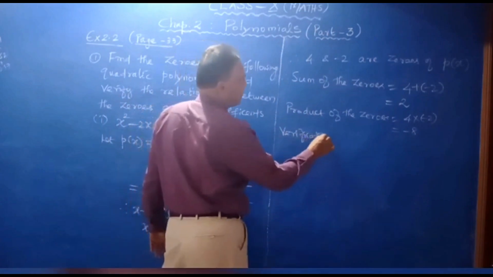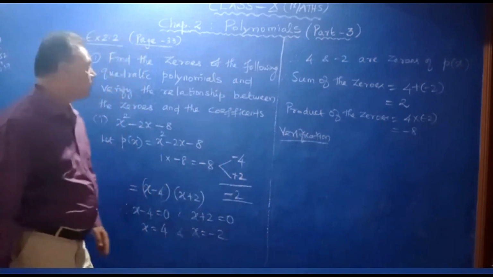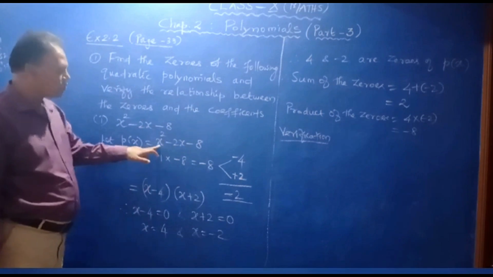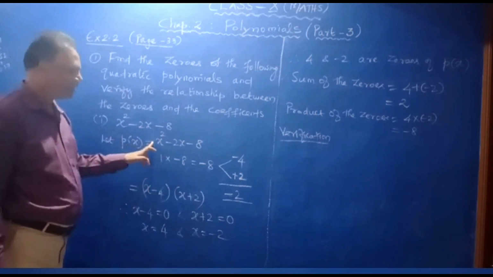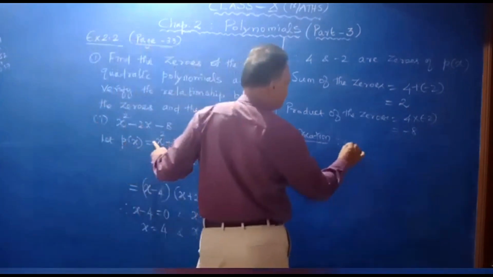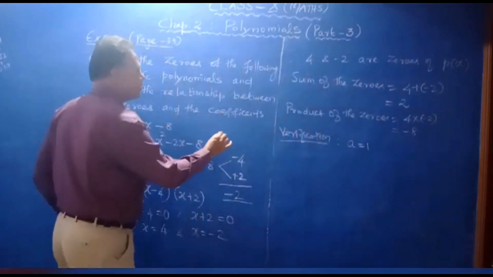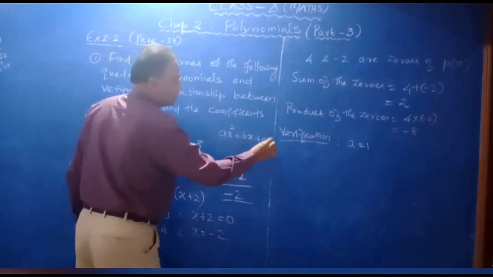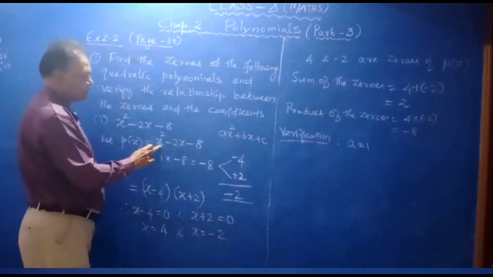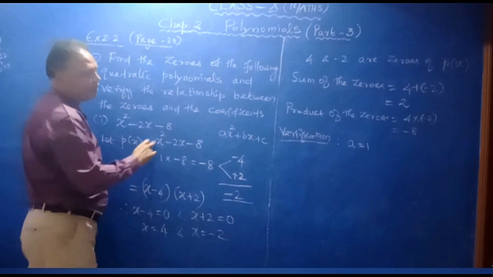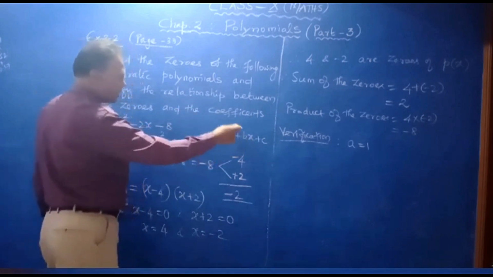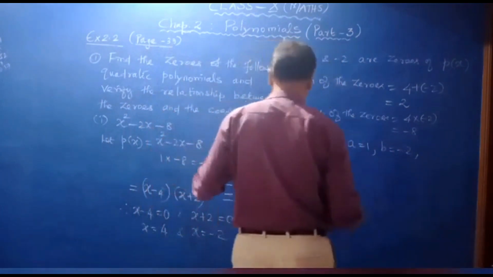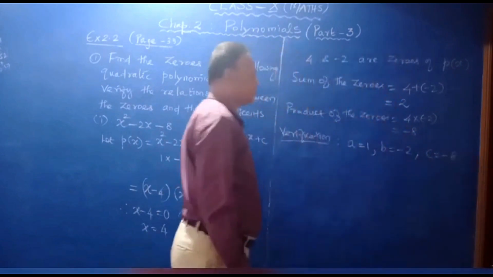Verification by using coefficients. So in this quadratic polynomial, the coefficient of x squared is 1. Therefore a equals 1. Compare with the standard form of a quadratic polynomial. Standard form of a quadratic polynomial, what? ax squared plus bx plus c. With this compare: the x squared term, a equals 1 here. What is the x coefficient b? So b equals minus 2. What is c? Minus 8. Understand? You write it here.